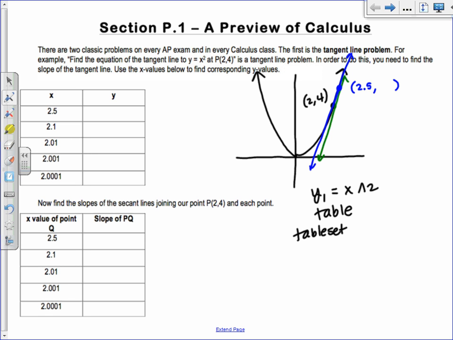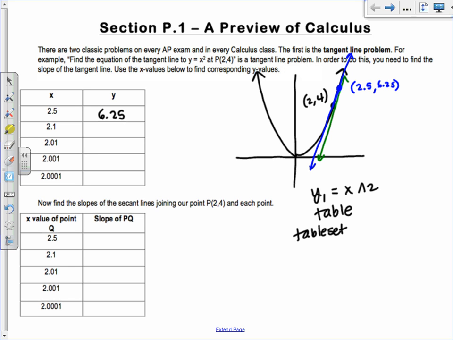Under y1, we have x squared. You're going to go to table, and now you can just put in whatever values you want. If I put in 2.5, it's going to give me what 2.5 squared is, which is 6.25. Does that make sense? So we're going to fill in these values for the y. That's our first point: 2.5, comma, 6.25.